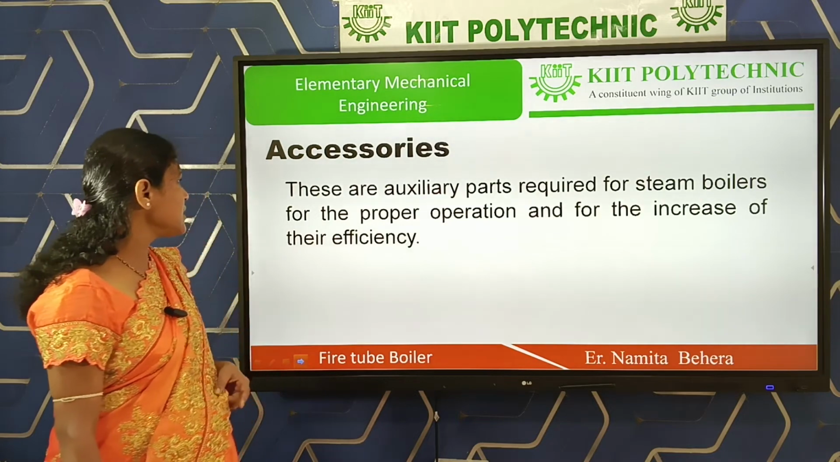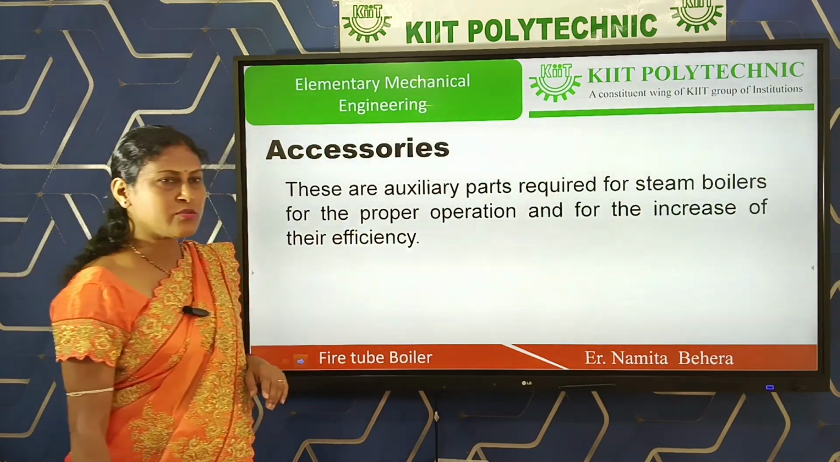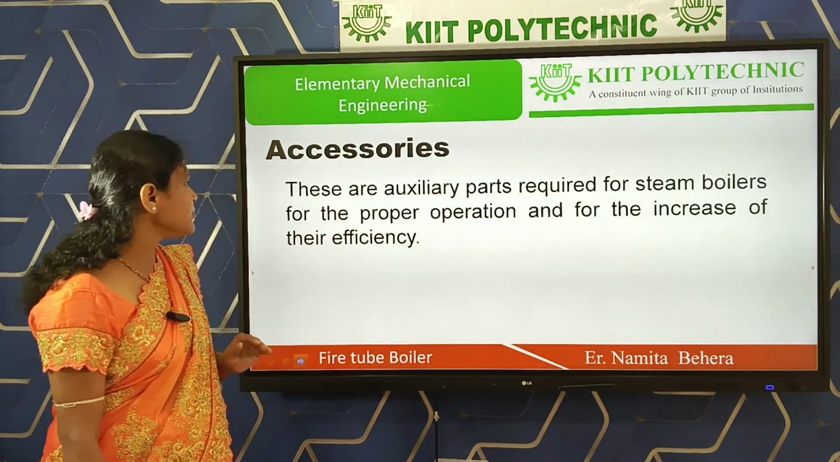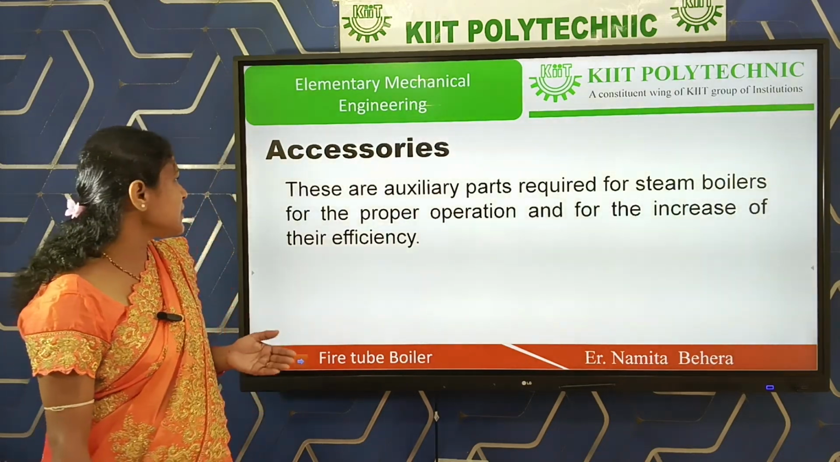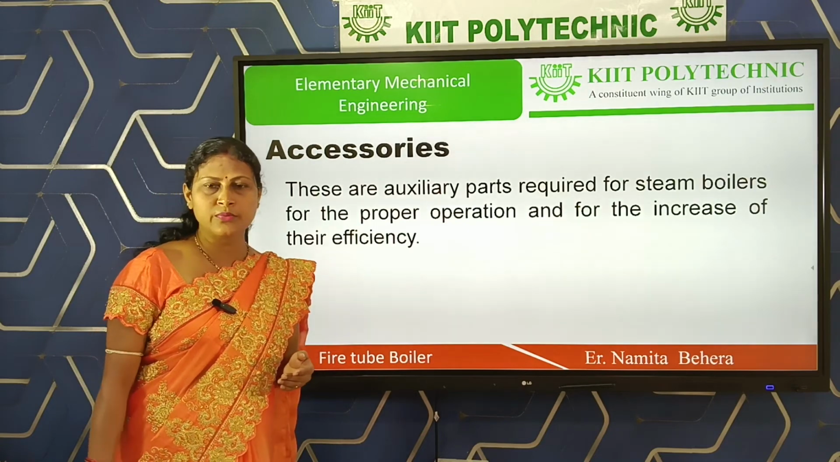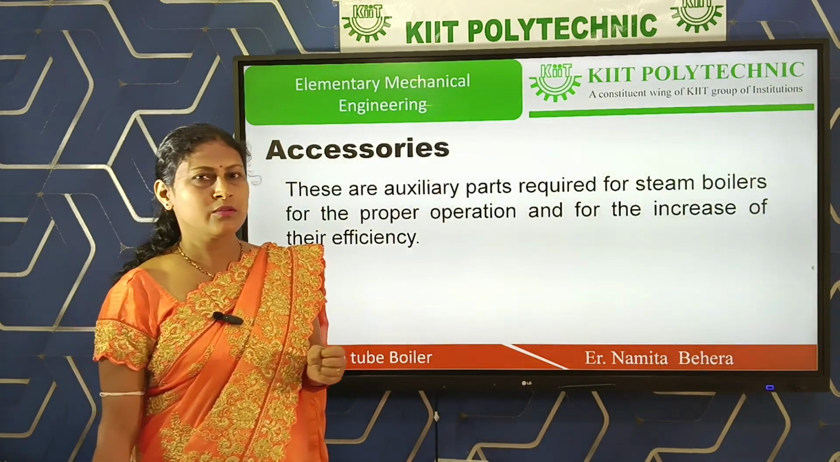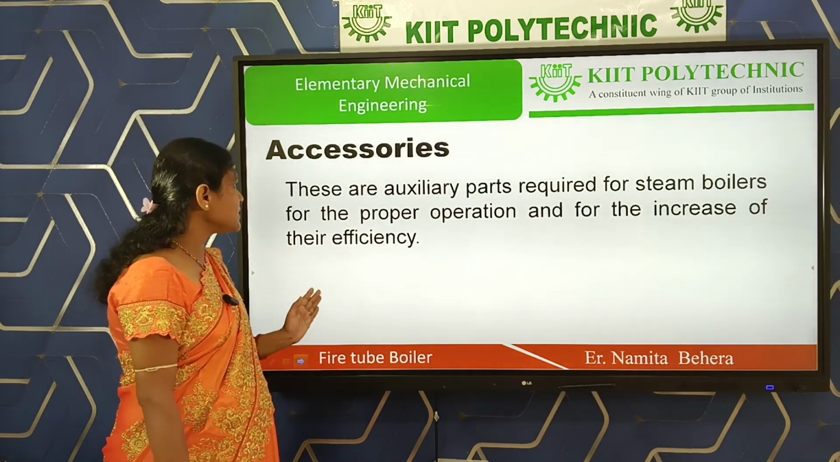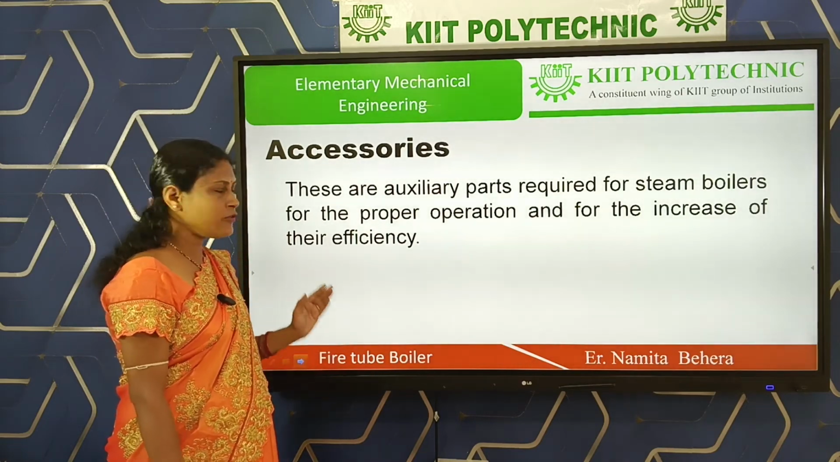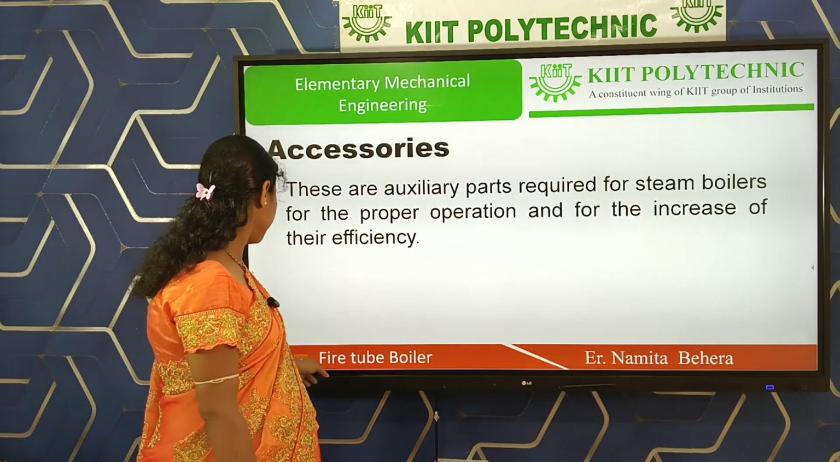What are the accessories? These are the auxiliary parts required for the steam boilers for proper operation or for increasing their efficiency. These are called the accessories, but for the Cochran boiler, no accessories are required for its working principle. That's all.